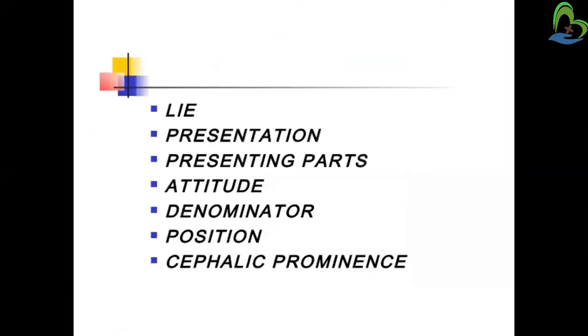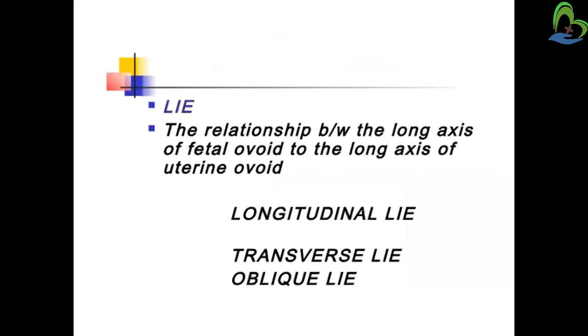Okay. So first, we should learn all these objects: what is lie, the second one, presentation, then presenting parts, as well as attitude, denominator, position, as well as cephalic prominence. So first we should learn about the lie.